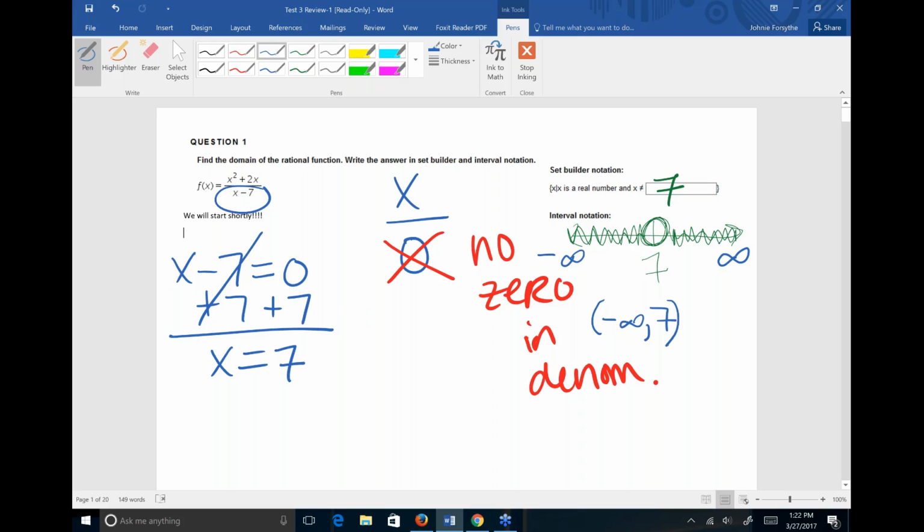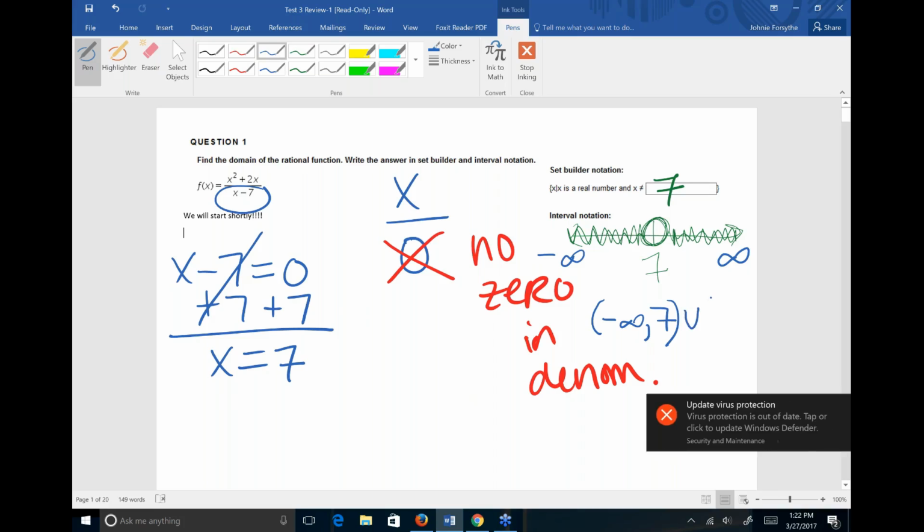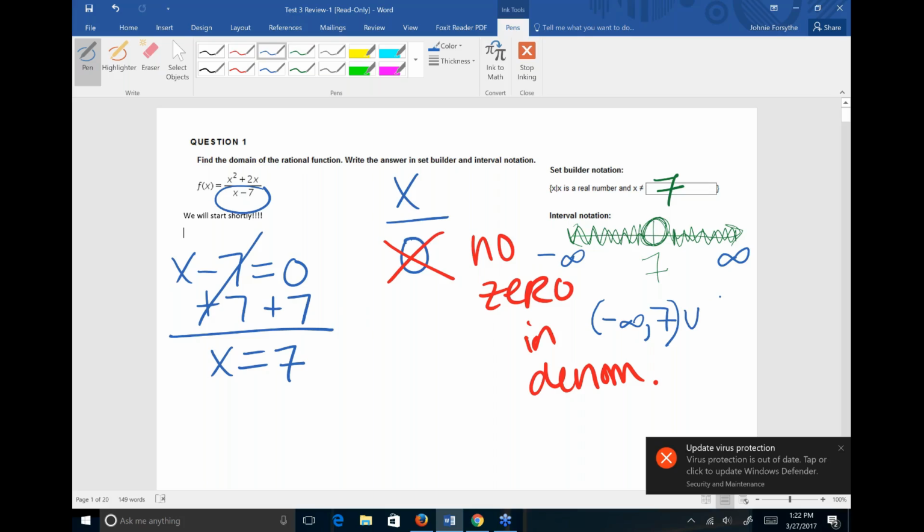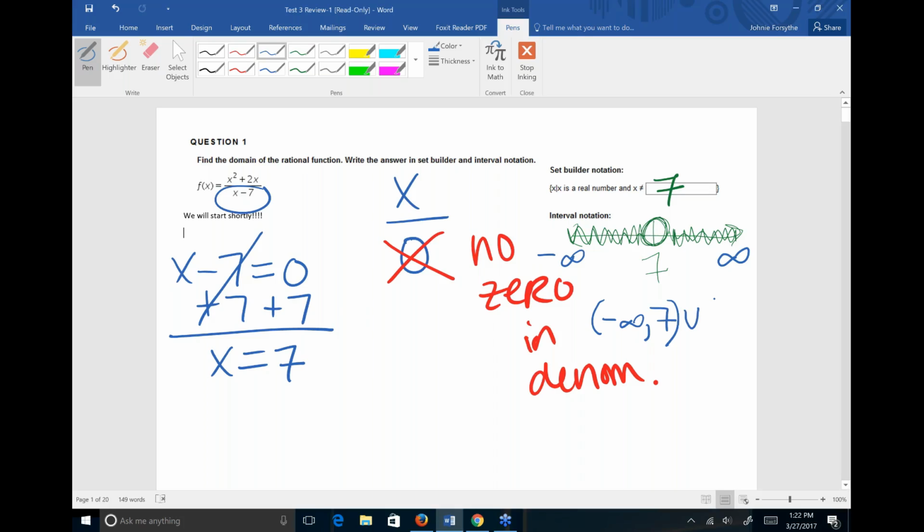And then we have another interval, which is the right side of 7. So we're going to say union, 7 with the parenthesis, because we're still not including 7, comma, positive infinity, and then a parenthesis. So this is interval notation, and we already wrote set builder notation at the top.